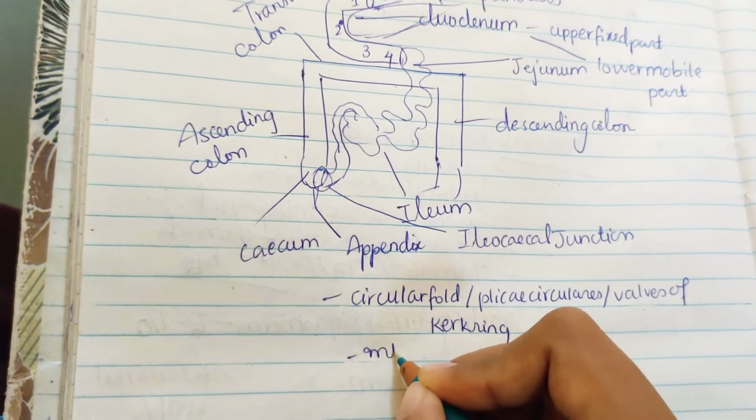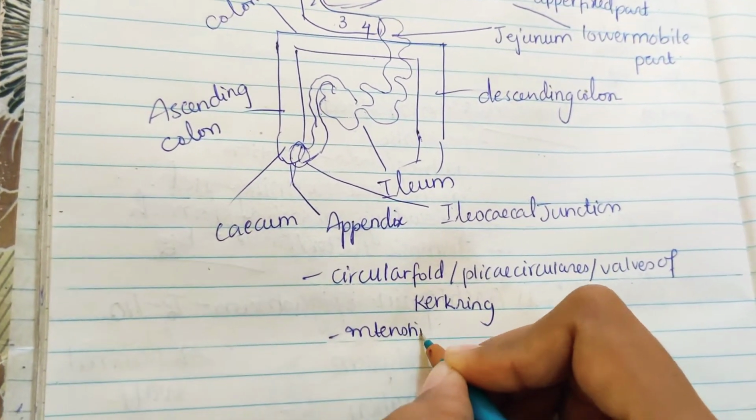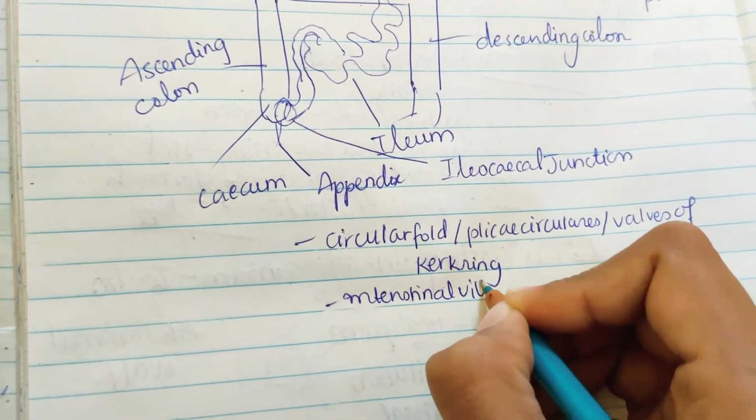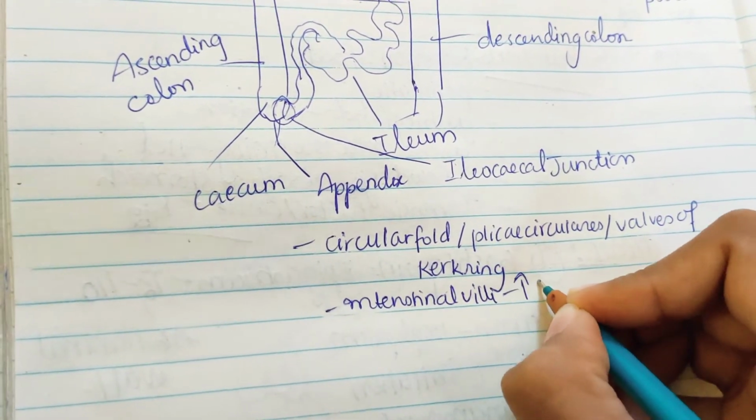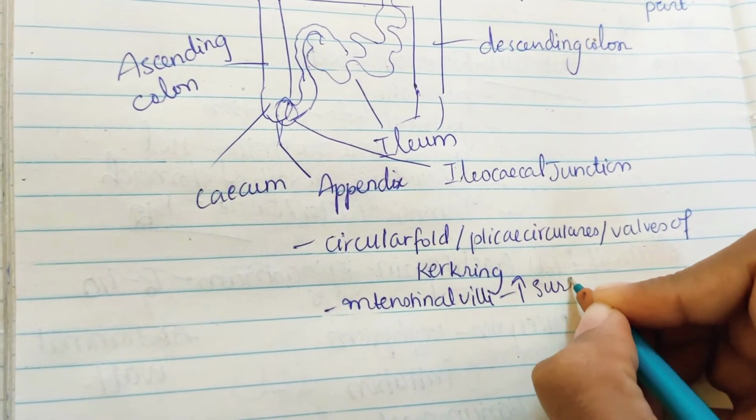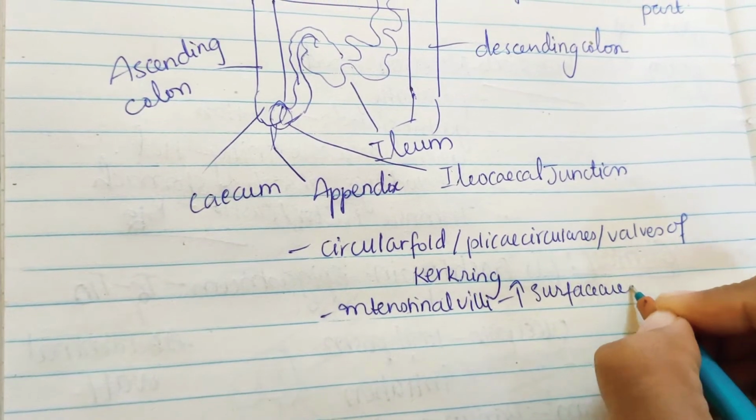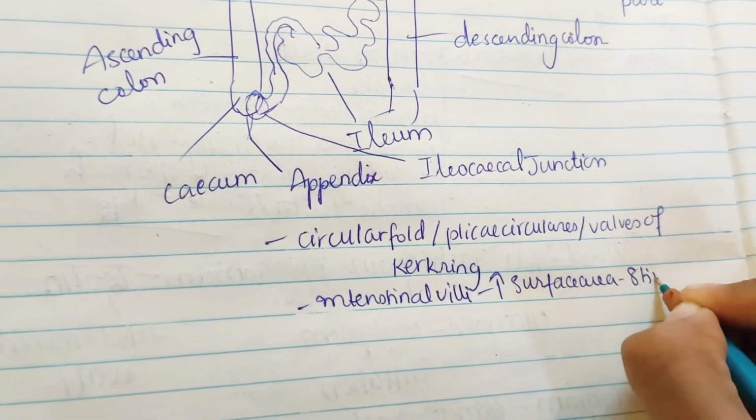So intestinal villi increase the surface area 8 times. So this is an important point.